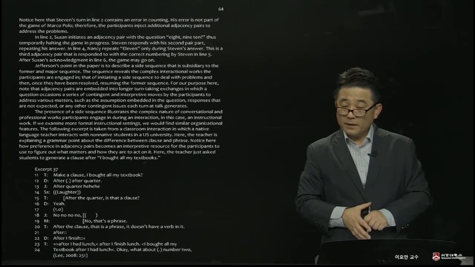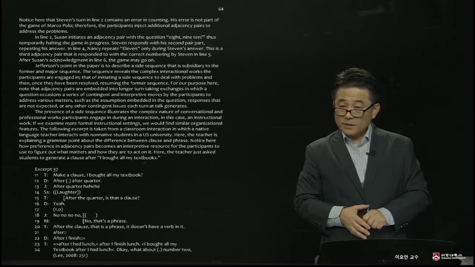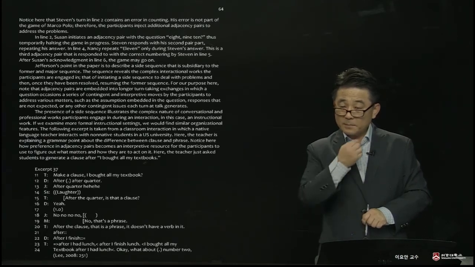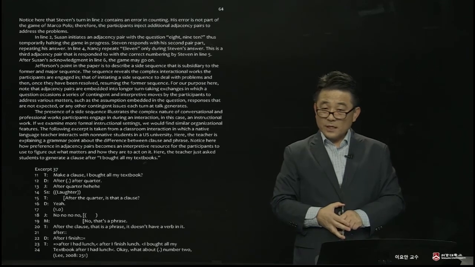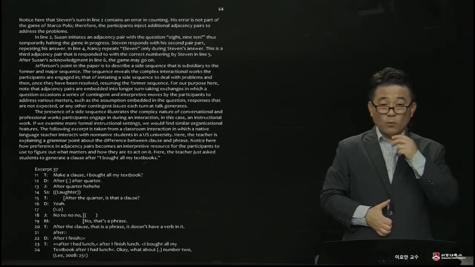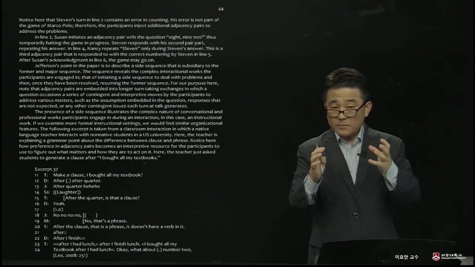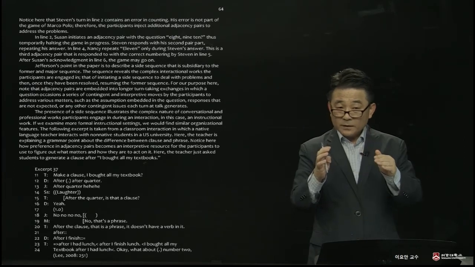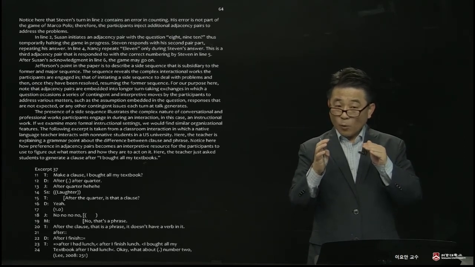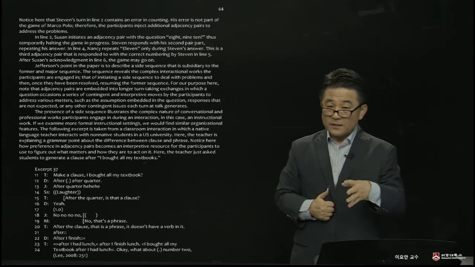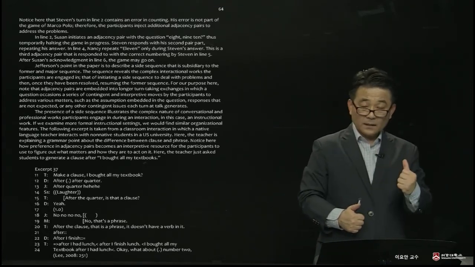For our purpose here, note that adjacency pairs are embedded into a longer turn-taking exchange in which a question occasions a series of contingent interpretive moves by the participants to address various matters such as the assumptions embedded in the question, responses that are not expected, or any other contingent issues each turn at talk generates. So if somebody asks a question, the question may contain some assumptions and issues that need to be solved. So if that is required, then people produce a side sequence to handle their problems before getting back to the major sequence.